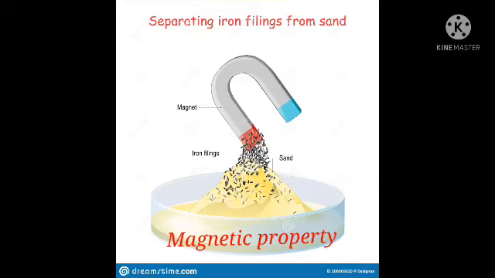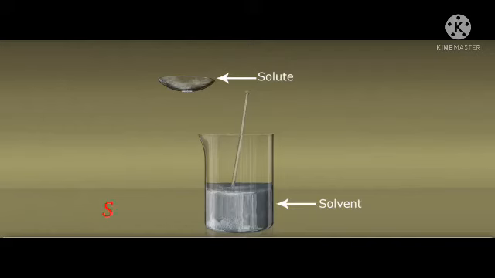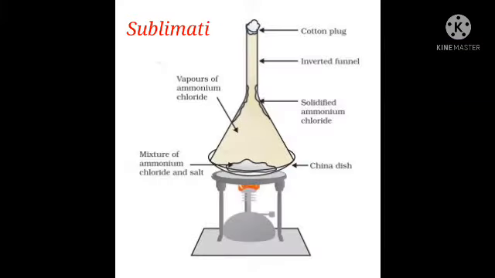Magnetic property is used to separate a mixture using a magnet. For example, iron filings can be separated from a mixture of sand and iron filings using a magnet. Solubility is used to separate substances which are soluble in only some solvents like water. Sublimation is useful in separating mixtures where one component sublimes while the others do not. This method can be used to separate a mixture of ammonium chloride and sodium chloride.